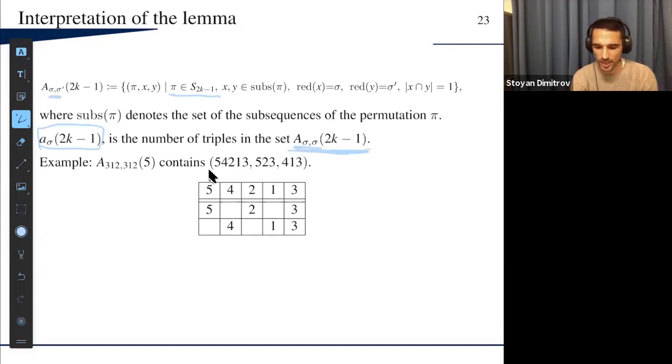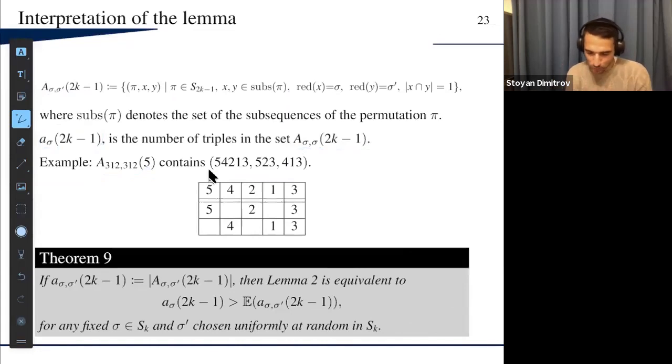And here I give a quick example. This is the set of merges for these two patterns, 312 and 312. In this case, they're the same, but we want the resulting pattern to be of size 5. So this is indeed such a merge, and we want to count how many of these we have for given k and pattern sigma of size k.